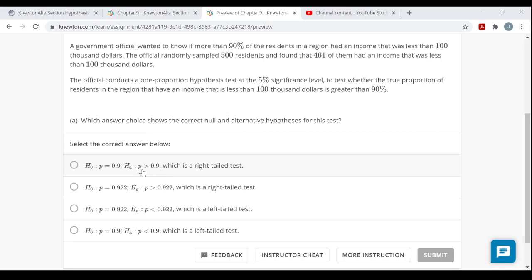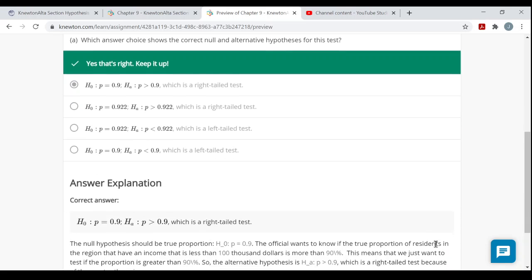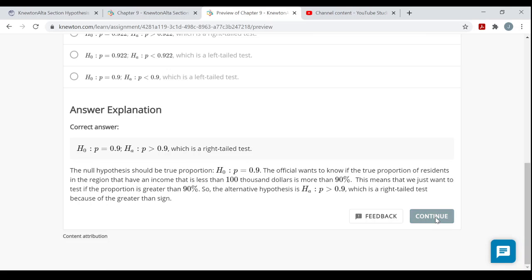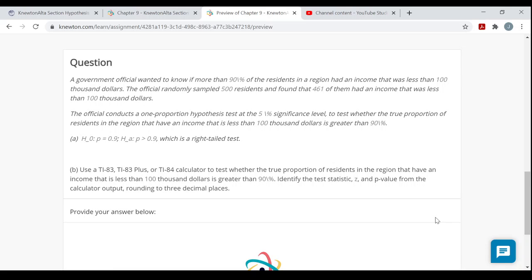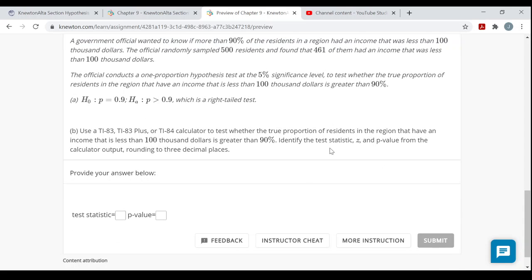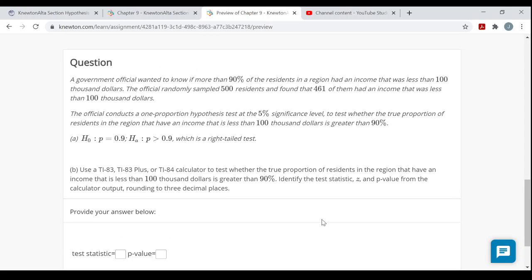If it looks like that, that means it's a right-tailed test. They've got the left-tailed one down here, but that's the other way around. So it's definitely a right-tailed test. So click on that. All right, that's part 1. And then, of course, they're going to have more to it where you actually do the test. Now use the calculator and identify the test statistic and the p-value, and I'm sure they'll have us make the conclusions afterwards as well.